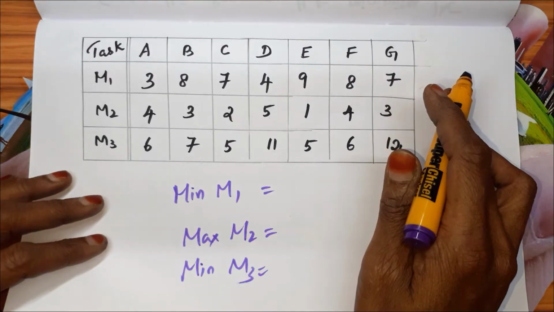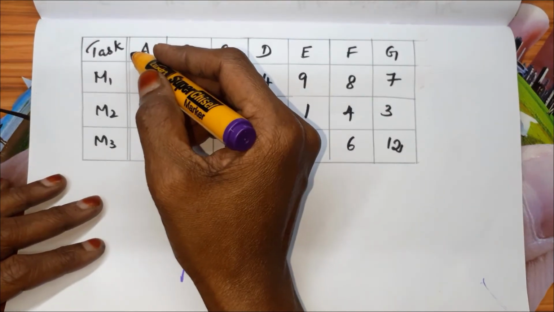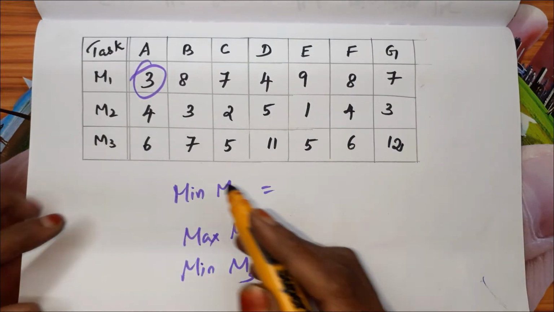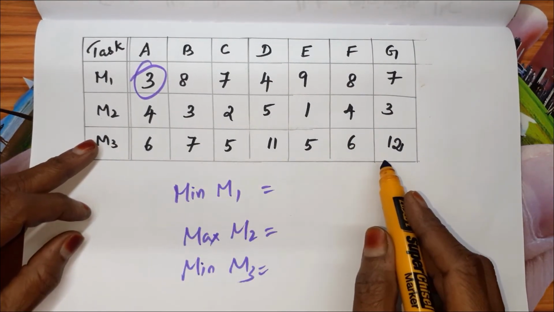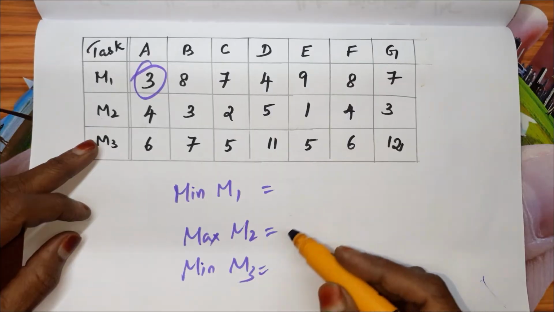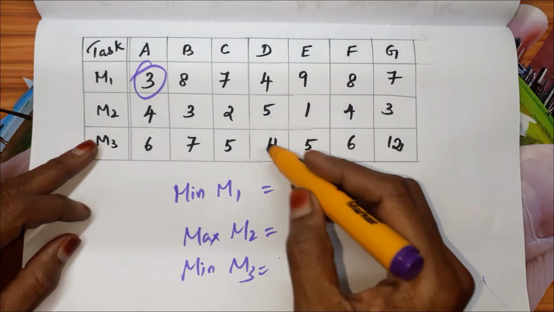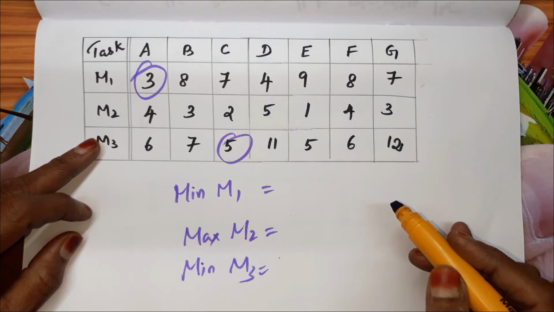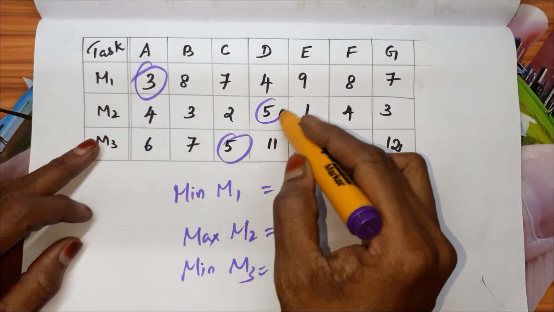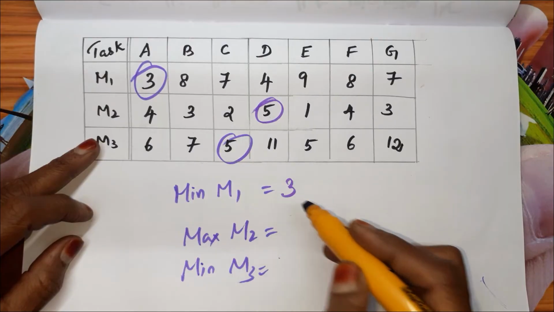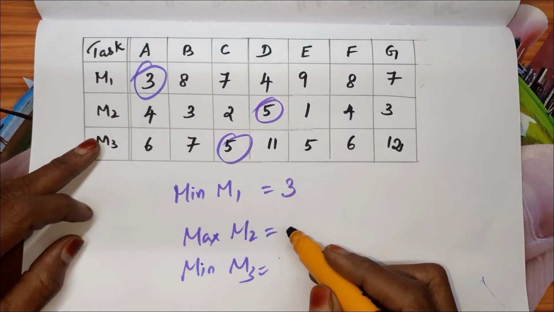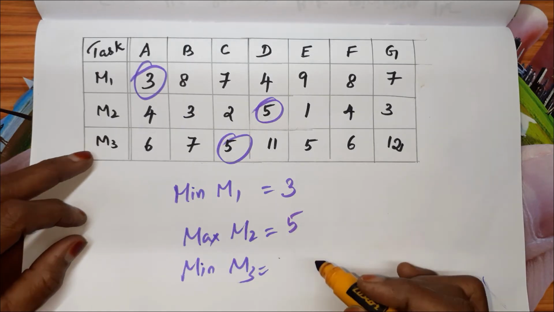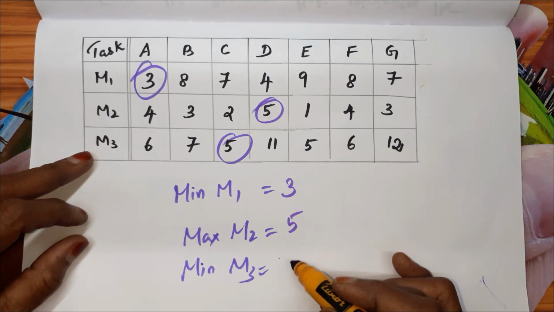What is the minimum of M1? 3. Minimum of M3, 5. Maximum of M2, 5. So minimum of M1 is 3. Maximum of M2 is 5, and minimum of M3 is 5.